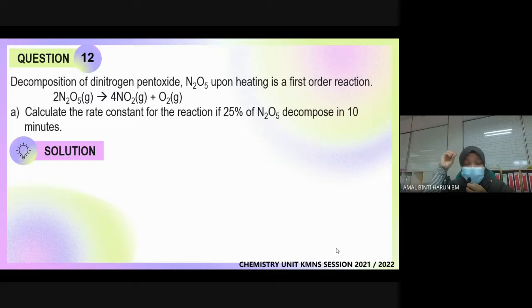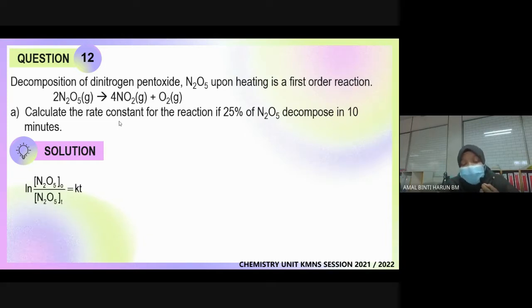So, dia jadi 75% ni selepas berapa minit? Selepas 10 minit. So, sekarang kita ada maklumat apa? Kita ada maklumat initial concentration 100%, final concentration 75%, masa dia time t 10 minit. Apa yang tak ada is rate constant. So, dia tanya what is the rate constant. So, bila kita ada concentration, bila ada time, kita boleh cari K.